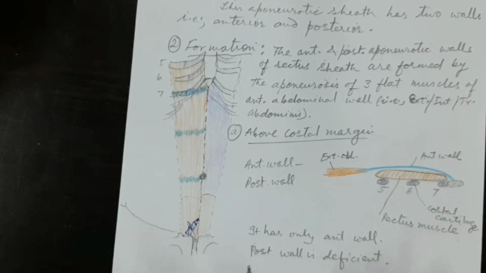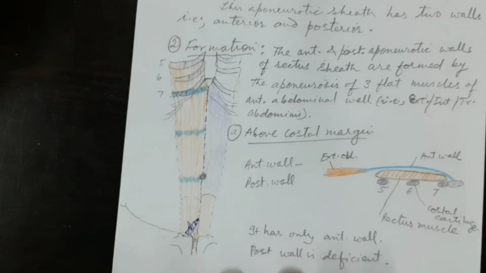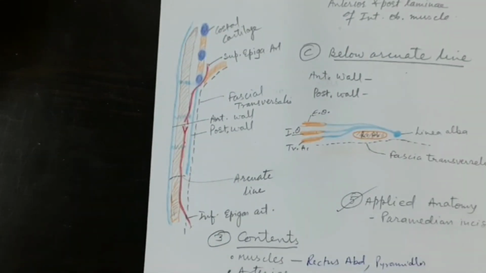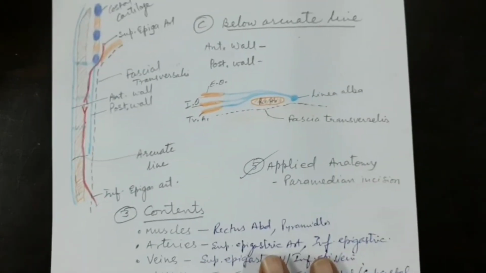Why do they choose this route? Because in this area the nerve supply and especially the blood supply is minimal, so chances of bleeding are less. No major artery is present here. That is the applied importance of knowing the anatomy of the rectus sheath. So surgeons give the paramedian incision.